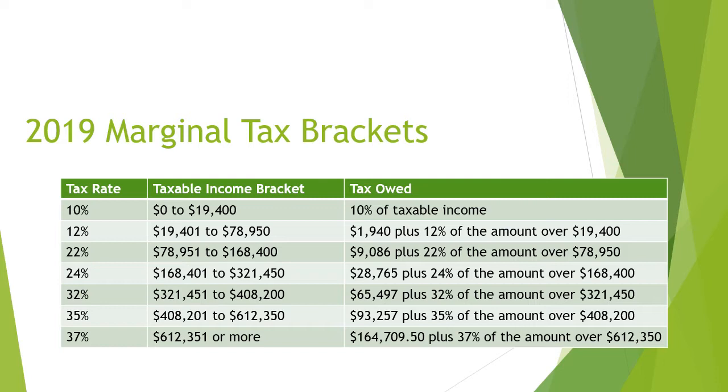You currently reside in the 24% tax bracket, as your taxable income is within the $168,401 to $321,450 range. We have assumed that the tax brackets remain similar throughout retirement. However, please note that these can change due to new tax laws, as they did in 2018 with the Tax Cuts and Jobs Act. Now that you have a general idea of the marginal tax brackets, we will move on to the breakdown of your current taxes.